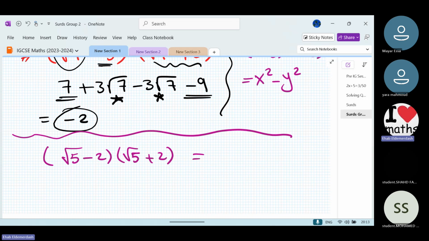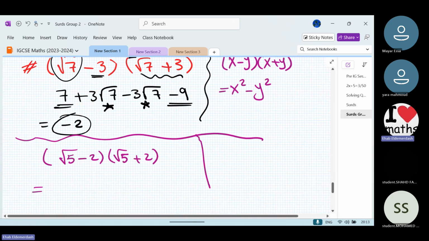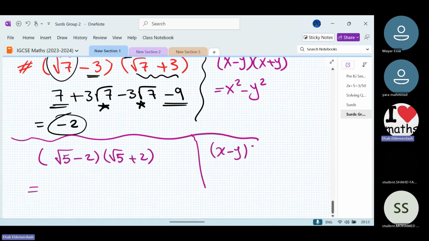Excellent. So the final answer: if I can see that the first is like the first, the second like the second, one plus and the other minus, what will be the answer? It's the first part minus the second part. I can apply this formula. What's the formula? If you have x minus y and x plus y, the final answer will be x squared minus y squared. The square of the first minus the square of the second.